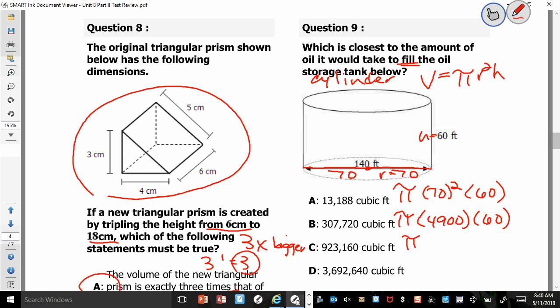294,000. That's what I got. 294,000 times 3.14? Oh, ignore that. It's 29,400. Okay, we'll ignore that. Pretend that never happened. And we got 29,400. Right?